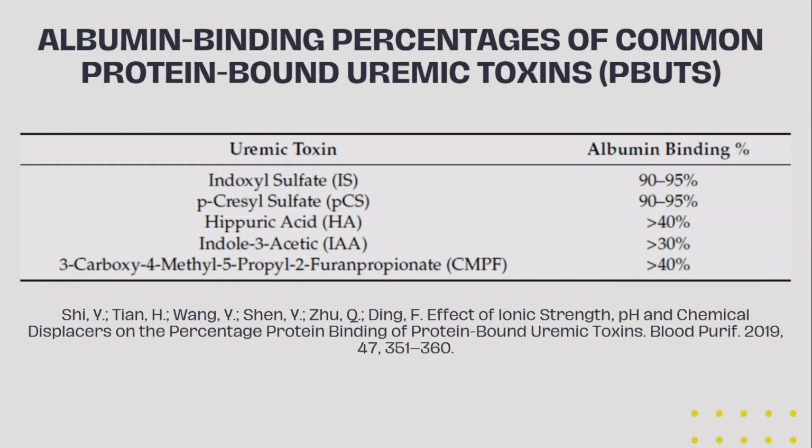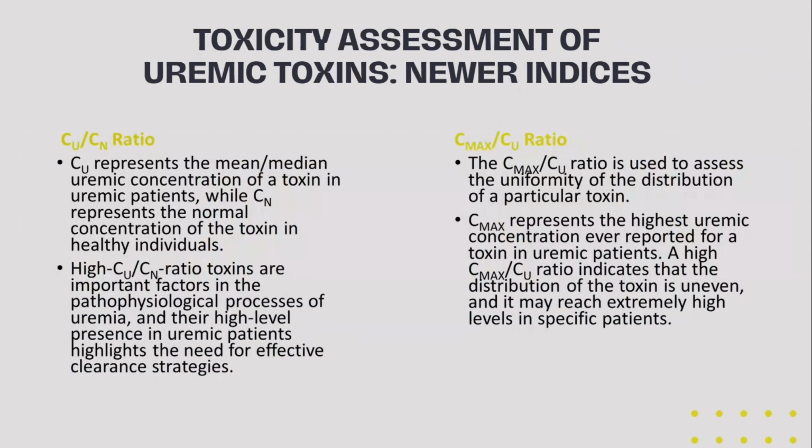And now 2021 talks about checking their levels. We used to check only creatinine, urea, potassium, bicarbonate. We never thought of checking beta-2 microglobulin on a routine basis. We never check p-cresol sulfate on a routine basis. Okay, the 2021 guideline tells us that you have to check it in uremic patients and compare it with CN.